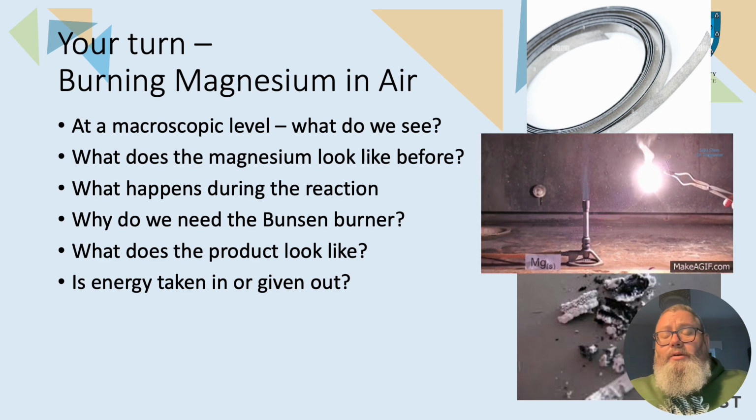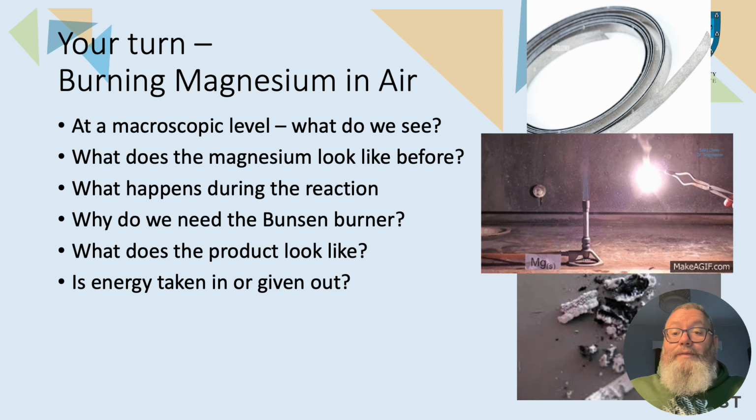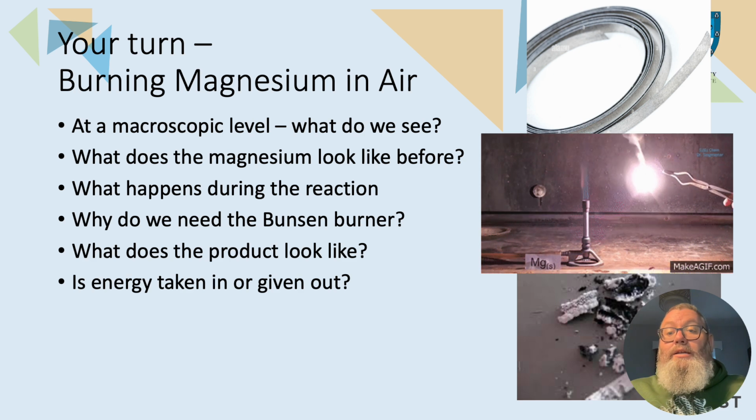Why do we use the Bunsen burner? Well, we need to overcome the activation energy for the reaction. Once we've started the reaction, it then produces enough heat to keep the reaction going at a decent rate. Magnesium actually tarnishes incredibly slowly, even without the fire.